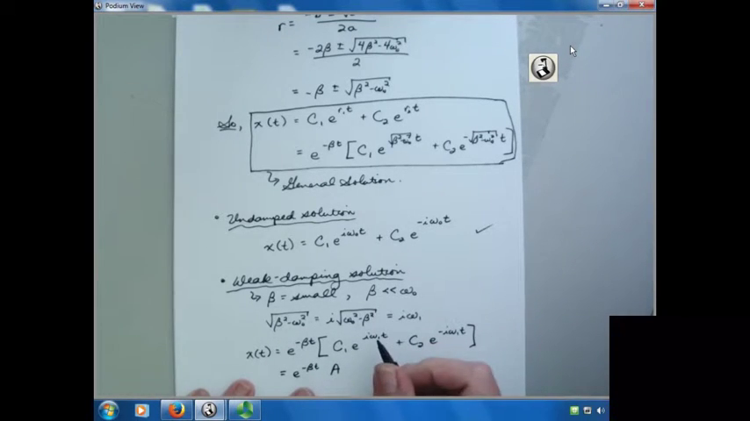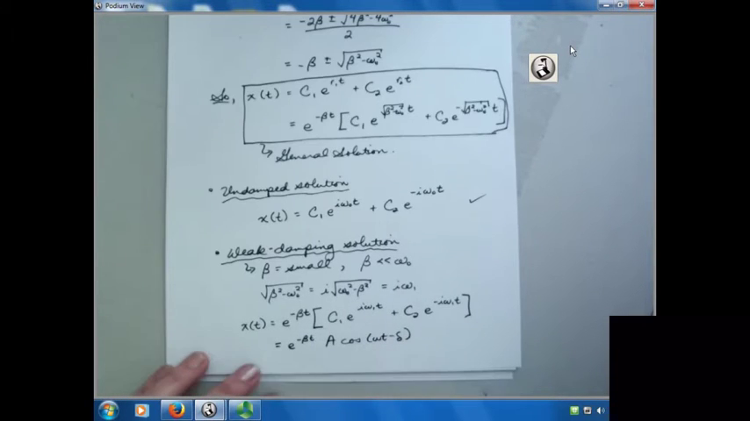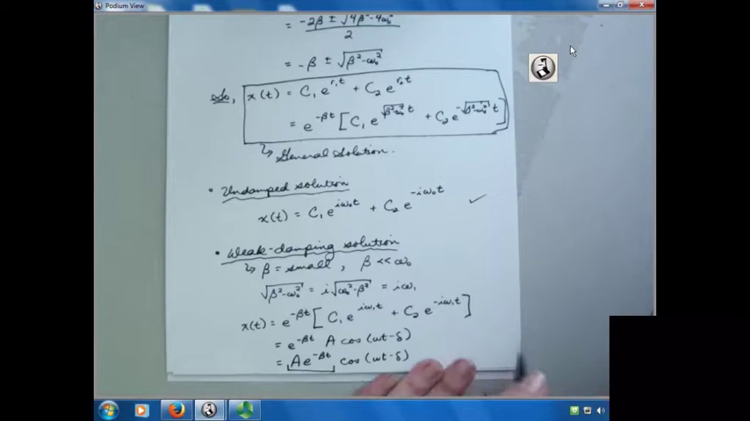So I'm going to use cosine with that, if I recall correctly. All right. And that'd be fine. And the nice thing about writing it in that form is that I see that clearly there will be oscillations and that the amplitude of those oscillations is this object out front multiplying that cosine function, which obviously is an exponential decay of the amplitude.